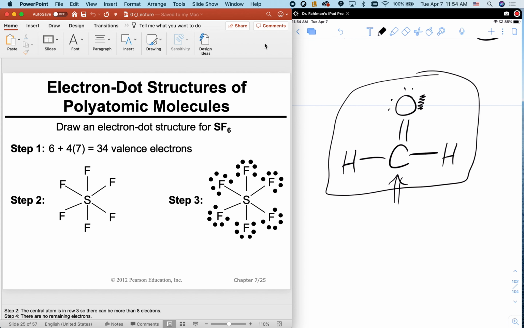SF6 is an example where sulfur can have more than 8 electrons. And so if you look at sulfur here, you've got 6 bonds. So this is actually surrounded by 12 electrons. But again, it's happy. It can expand its octet.